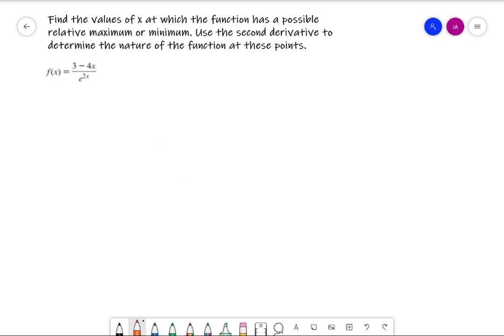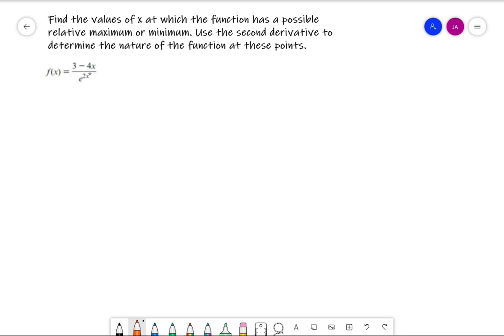So for this one, we want to find the values of x at which the function has a possible relative maximum or minimum. Remember, these are the critical values, right? Then we want to use the second derivative to determine the nature of the function at these points. Specifically, they're stating, use the first derivative and the second derivative tests to find maximums and minimums in addition to the critical values. So let's do exactly that.